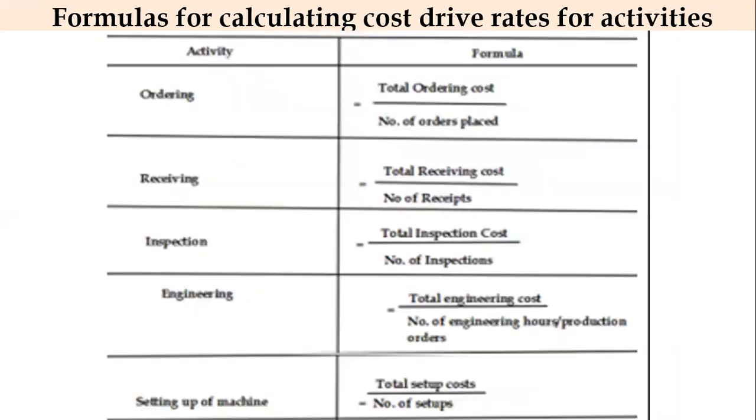Next is ordering, total ordering cost divided by number of orders placed. Receiving, total receiving cost divided by number of receipts. Inspection, total inspection cost divided by number of inspections. Engineering, total engineering cost divided by number of engineering hours or production orders. Setting up of machine, total setup cost divided by number of setups. So these are the formulas used for different activities while calculating on the basis of the activity-based costing system.